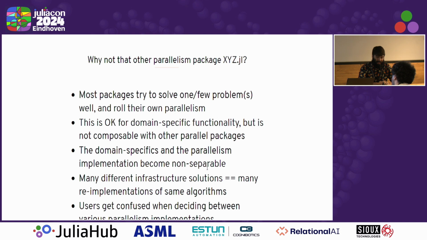What also happens is that the domain specifics that those packages handle and the parallelism that they implement become non-separable. And so you can't actually necessarily reuse that parallelism. And of course, you can't necessarily as easily build features into that parallelism like the ones that Dagger has available. So basically, we end up with many different infrastructure solutions for parallelism, and we re-implement the same algorithms again and again. Sometimes they're reusable, but sometimes they're not. Even though that's kind of the goal of Julia, write an algorithm once and it's generic and reuse it, that's not always possible when it comes to parallelism.